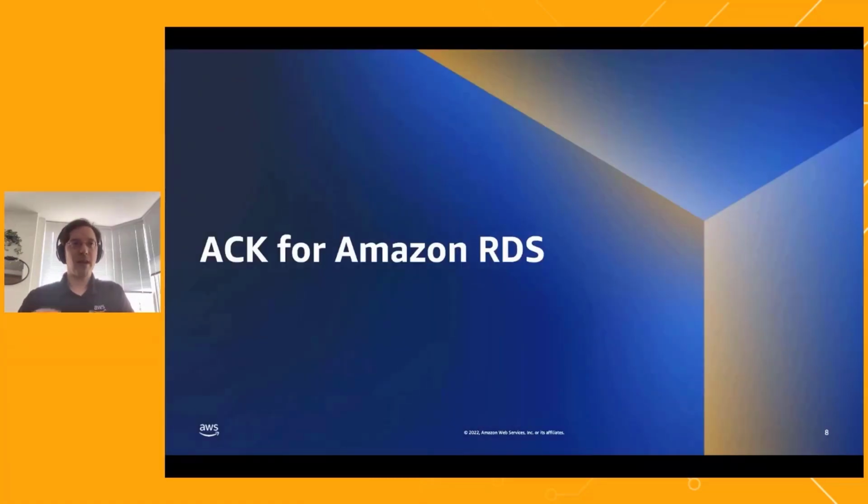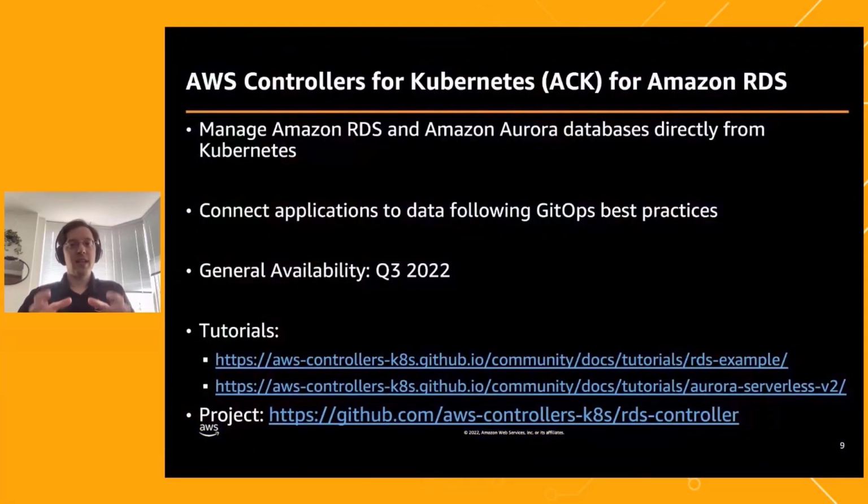So let's talk specifically about ACK for Amazon RDS. The ACK for Amazon RDS controller lets you manage Amazon RDS and Amazon Aurora databases directly from Kubernetes. And as I mentioned, this allows you to connect applications to your data following GitOps best practices. So this is giving you a managed database that is being managed by Amazon RDS, but makes it available to your Kubernetes applications. Additionally, if you're using Kubernetes as your control plane to manage your various AWS services, you can use the ACK for RDS controller to be able to manage your Amazon RDS databases.